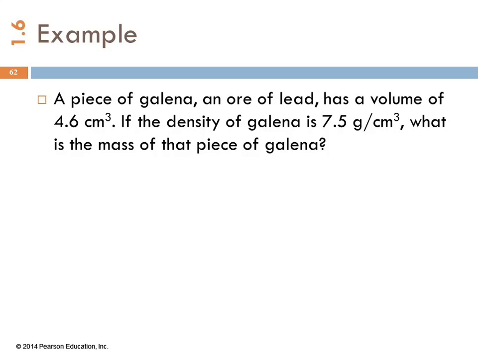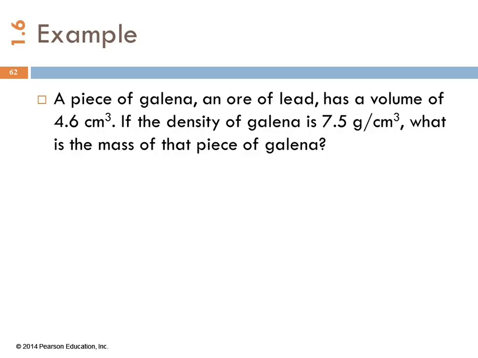So here's another word problem. A piece of galena, an ore of lead, has a volume of 4.6 cubic centimeters. If the density of galena is 7.5 grams per cubic centimeter, what is the mass of that piece of galena? So they're throwing this story in here, and you're just like, that's a boring story. Well, yeah, maybe it is, but do we need all those words? No. Do we need to know that it's an ore of lead? No.